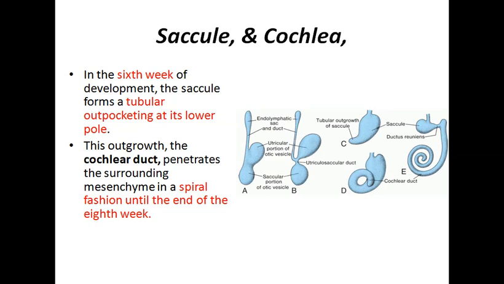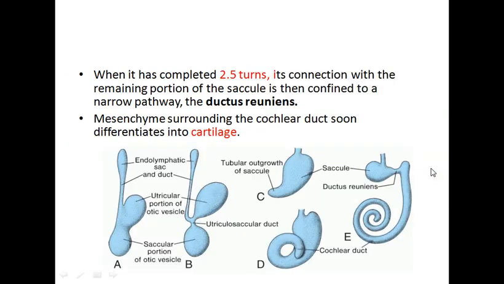So in the 6th week of development, the saccule forms a tubular outpocketing at its lower pole, which we have already discussed, like this. ठीक है, ये saccular portion उसी से आया, otic vesicle से. अब उसी से एक tubular outgrowth आई. Now this outgrowth is the cochlear duct, which will penetrate the surrounding mesenchyme in a spiral fashion, ठीक है. और ये कब तक होता रहेगा, 6 week से ये tubular growth आई है, by the end of 8th week हमारे पास proper cochlear duct will be formed.